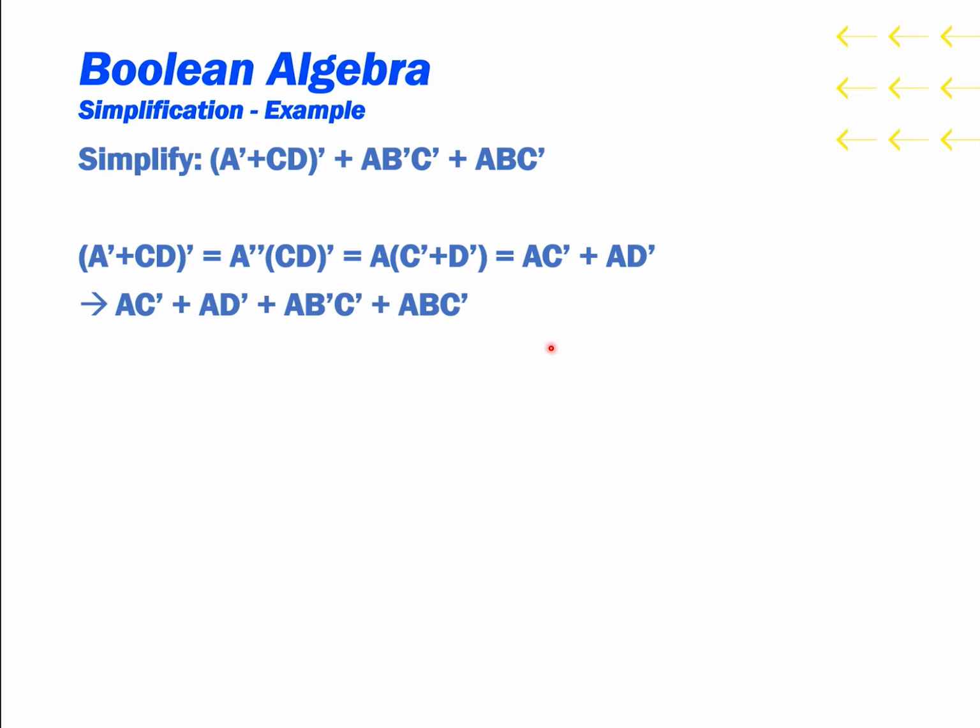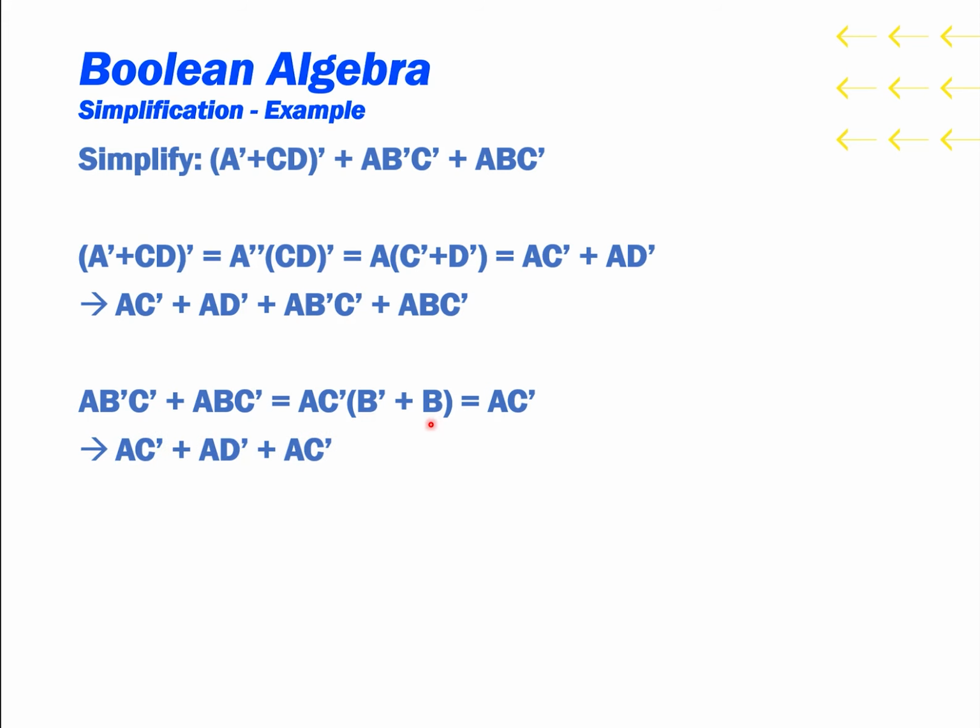Now notice that our last two terms share the A and C0 variables. So therefore we can pull them out of the OR operation and simplify the B0 or B to 1. Now notice that we have a duplicate term. Remember the duplicate terms separated by an OR gate can be simplified to just the term once. And therefore, our full expression can be simplified down to A and C0 or A and D0.